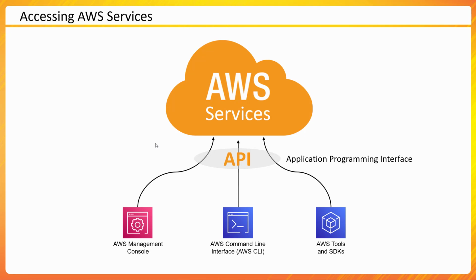But everything you do on AWS is an API call. You do not manually make an API call. You use these tools listed here, like the Management Console, Command Line, or Tools and SDKs, to make an API call on your behalf to AWS services.